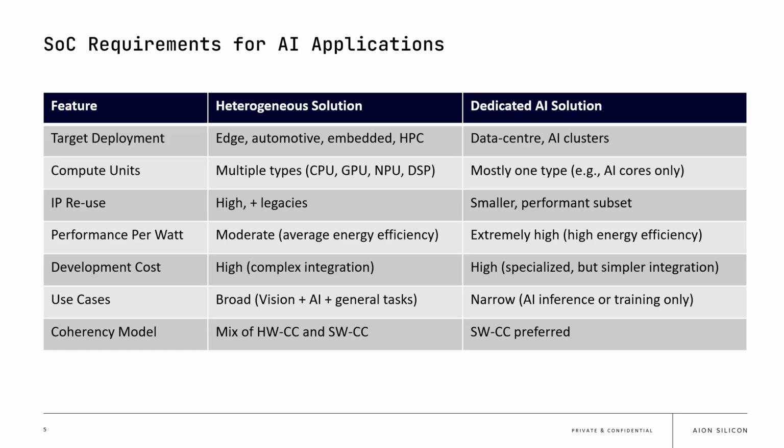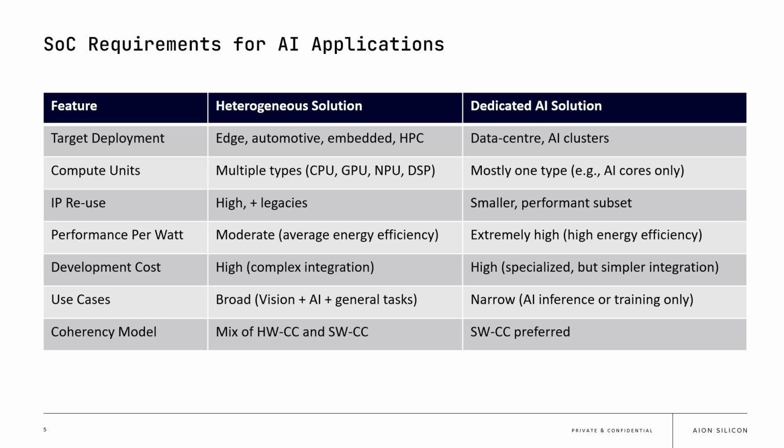So you could have IPs which are on old protocol standards, perhaps conforming to some subset of those standards, but the interconnect still needs to support those. Performance per watt, so yeah, moderate power usage. Development cost is high because of complex integration, and the use case is broad.